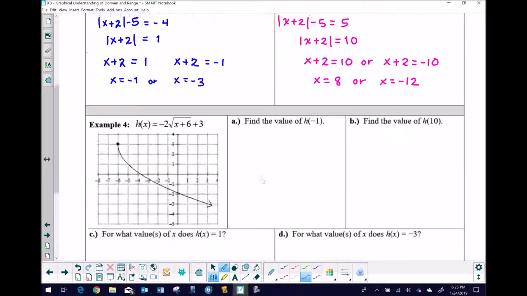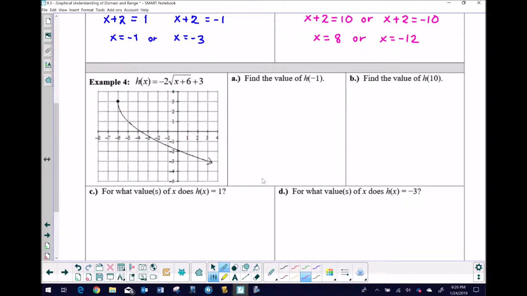All right, let's go ahead and do example 4 while we're here. Like I said, it's a very similar process. It's just that we have different operations going on. So if we're going to find h of negative 1, we are going to take negative 1 and substitute it in for the x value. So we'd have negative 2 square root of negative 1 plus 6, plus 3. Negative 1 plus 6 is, of course, positive 5.